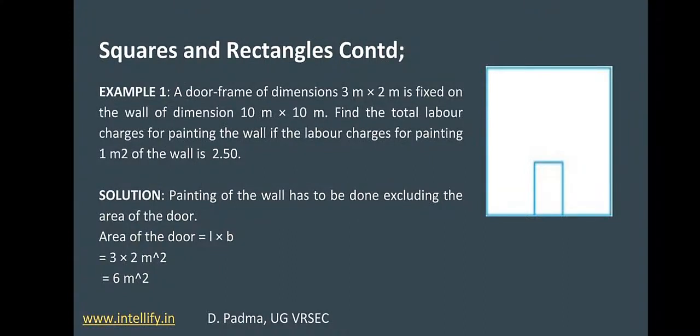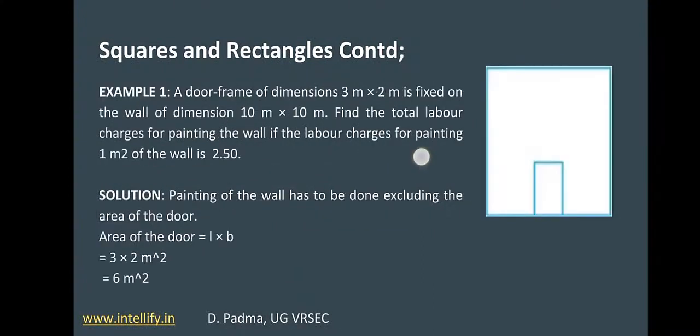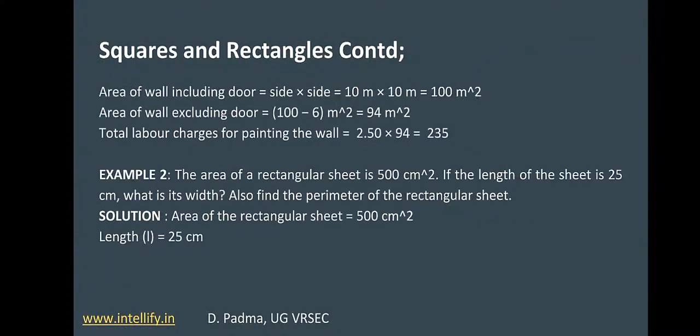Next, find the area of the wall. The area of the wall including the door is a square, so side into side equals 10 into 10, which is 100 square meters. Now the area of the wall excluding the door equals 100 minus 6, which equals 94 square meters. So the total labor charges: per 1 square meter the charge is 2.50, and we have 94 square meters. So how much do we get? 2.50 into 94 equals 235 rupees.